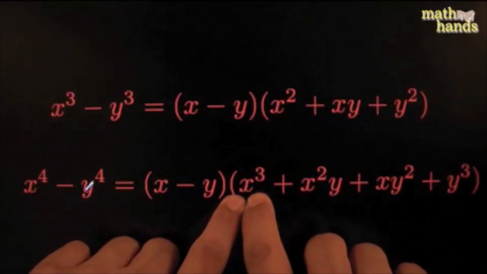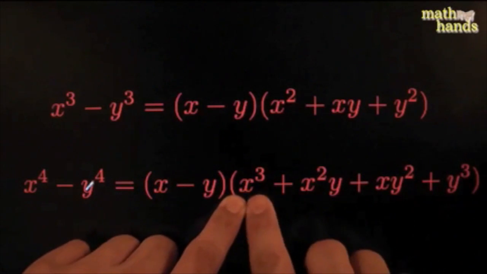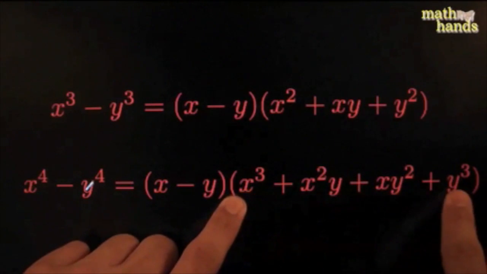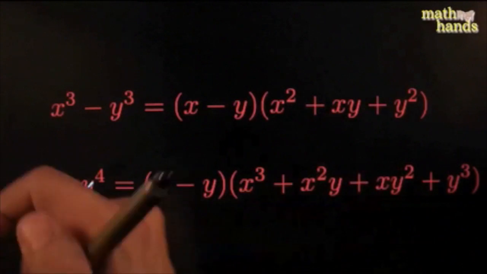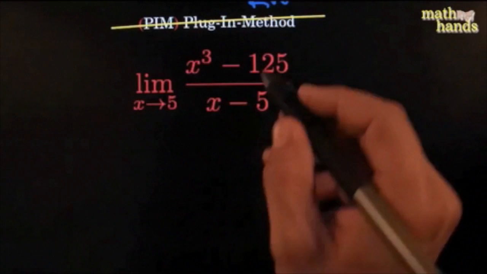Notice the number of x's decreases: 3 x's, 2 x's, 1 x, no x's. The number of y's increases: no y's, 1 y, 2 y's, 3 y's. The pattern is always the same. You can play this game all day long. But anyways, that helps you factor this problem over here.